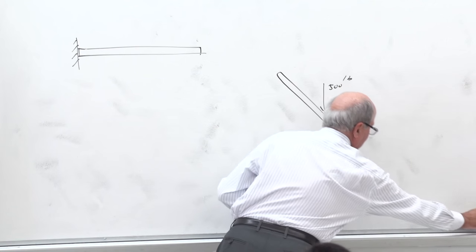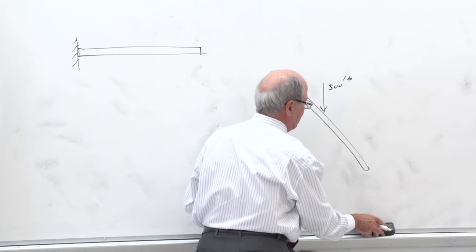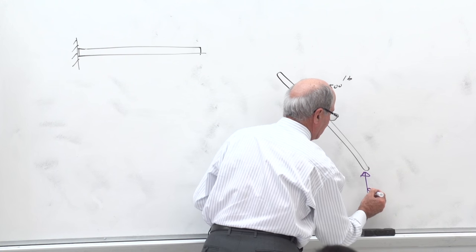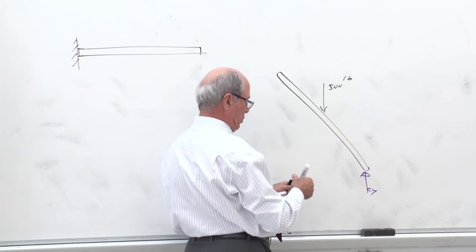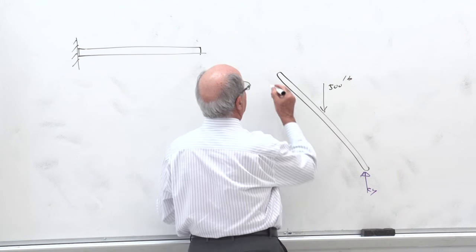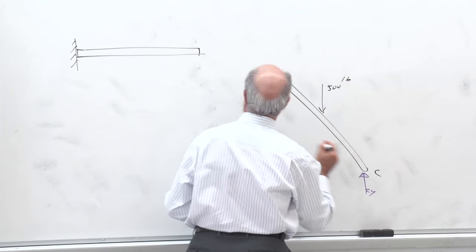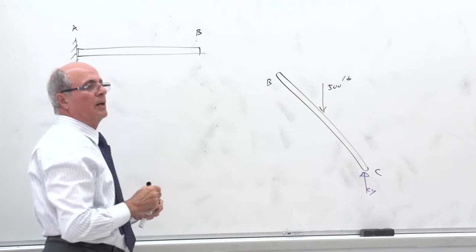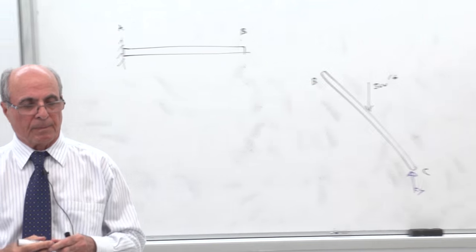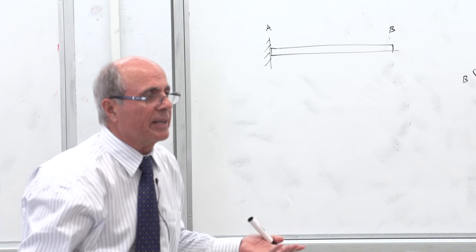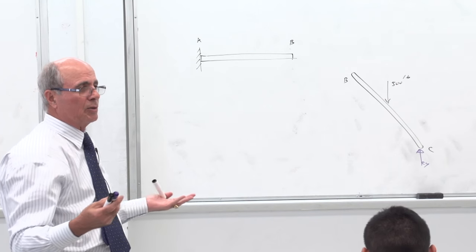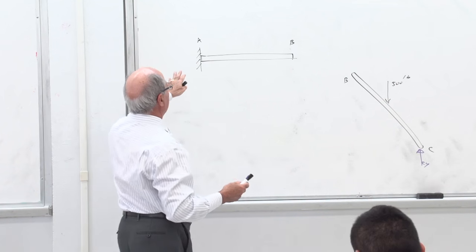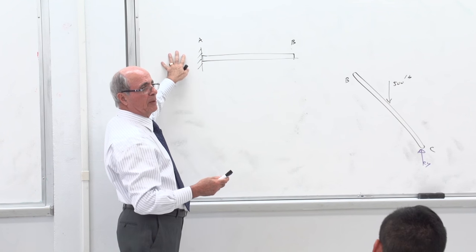Oops, sorry. That should be upward. So this is B. This is C. This is A. This is B. Okay. I separated, correct? So what else should I do? First of all, here at A, I know it's AX, AY, and M. I'm not worried about that.